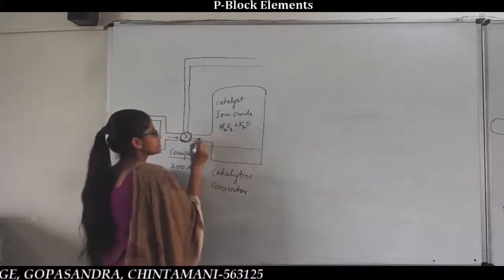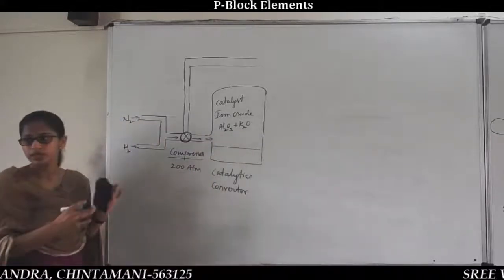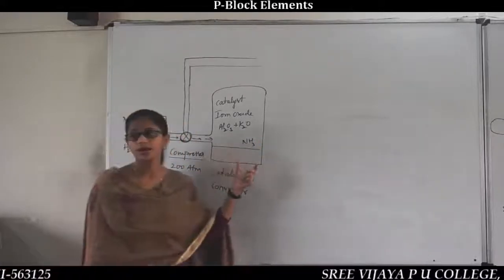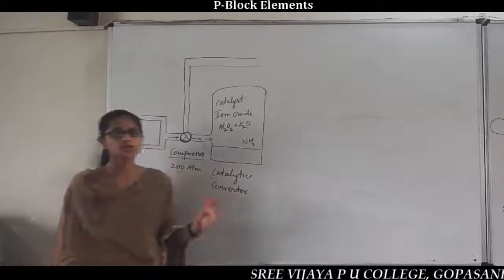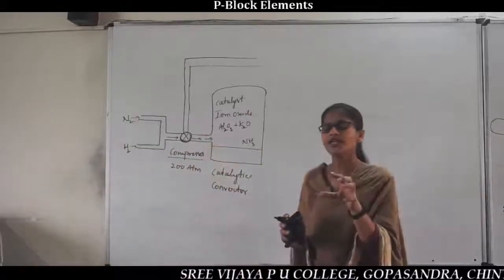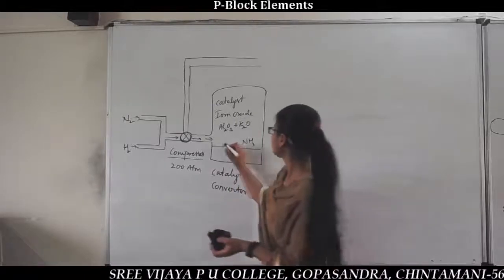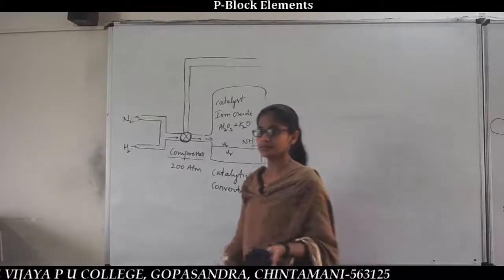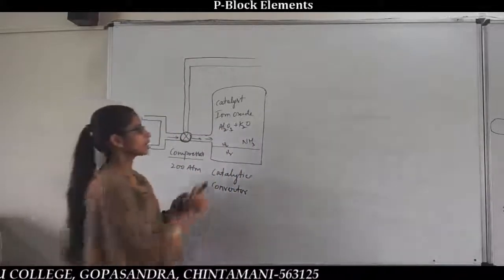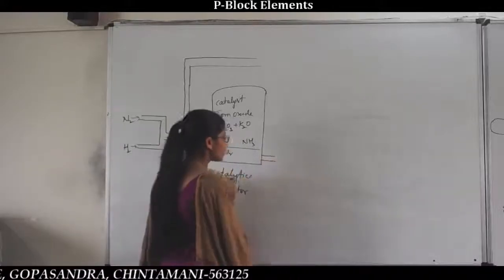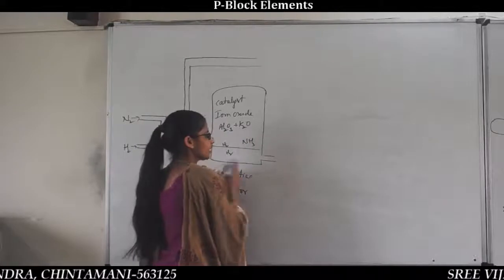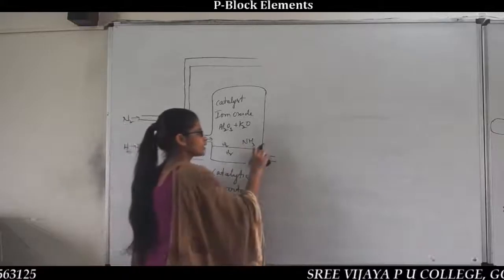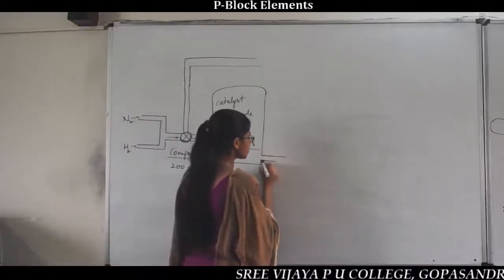In this chamber, both nitrogen and hydrogen react with each other to form ammonia. A small quantity of ammonia is formed, and along with ammonia there may be nitrogen and hydrogen present in gaseous state, as separate gases. Along with the ammonia, the other unreacted hydrogen and nitrogen gases are again passed through a cooler.